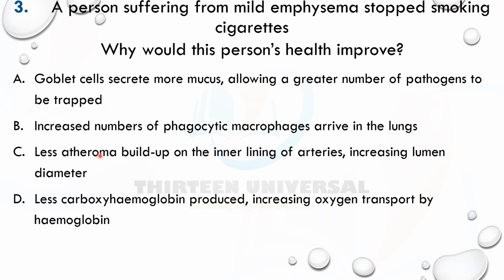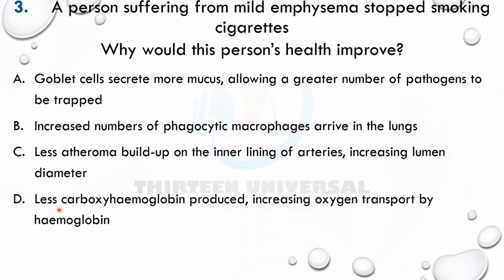C says less arterial buildup on the inner lining of arteries, increasing lumen. Now this is for cardiovascular, but emphysema is gas exchange. Is that okay? So this happens in cardiovascular, right? Of course, this is going to take quite some time, because less arterial buildup on the inner lining of the artery increases the lumen diameter. So this is going to take time for this to happen.